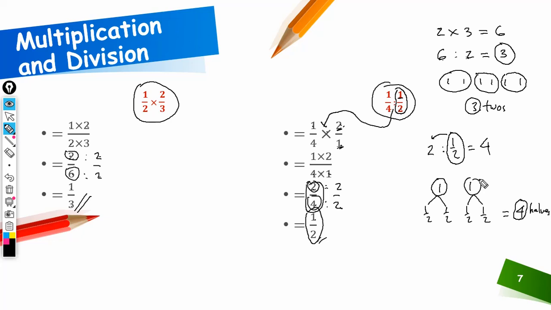Right? Okay. To illustrate this in a picture, so we get 2 bars. Ada 2 bars. Okay. Ada berapa 1/2 di dalam 2 ini? Okay. This is half. This is also half. Okay. This is half. This is half. So there are 4 halves. So the answer is 4. Okay. So 4 halves in 2.